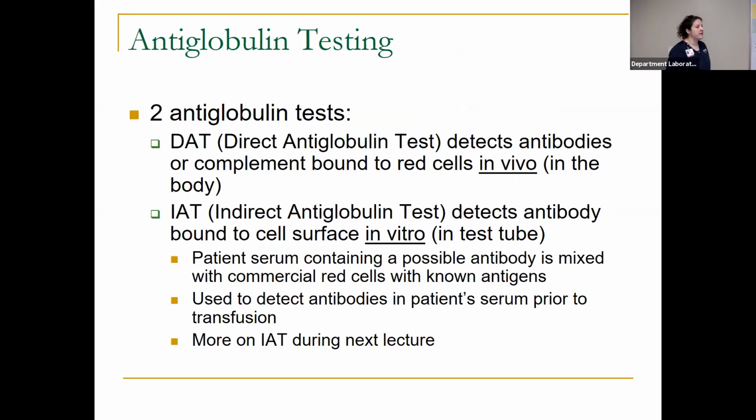So there are key things about the DAT and the IAT that you need to know. The DAT detects antibodies or complement that has attached to your patient red cells in vivo. That is occurring inside the patient's body. That has already occurred. Versus the IAT, we are looking for unexpected antibodies, and we are forcing the patient's antibody to react with our commercial reagent cells. So in the IAT, we're using patient plasma. We will talk about the specifics of the IAT in lecture 6. We're going to concentrate on the DAT in this lecture.